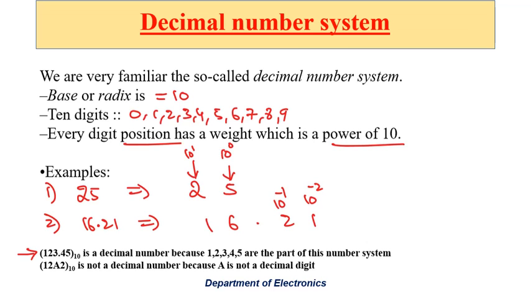And in the second example, 12A2 base 10, clearly this is not a decimal number because in the formation of this number, we used one alphabet. So that alphabet is not a part of the decimal number system.